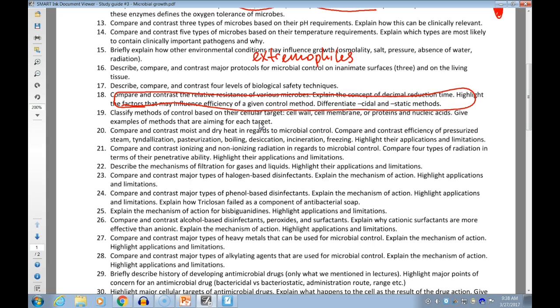Again, applications, people. What you use those methods for. Mechanisms. So gamma rays: single and double strand breaks in DNA. UV light: modification of the thymine residues, pyrimidine residues. Okay. Does that make sense? What's the next?